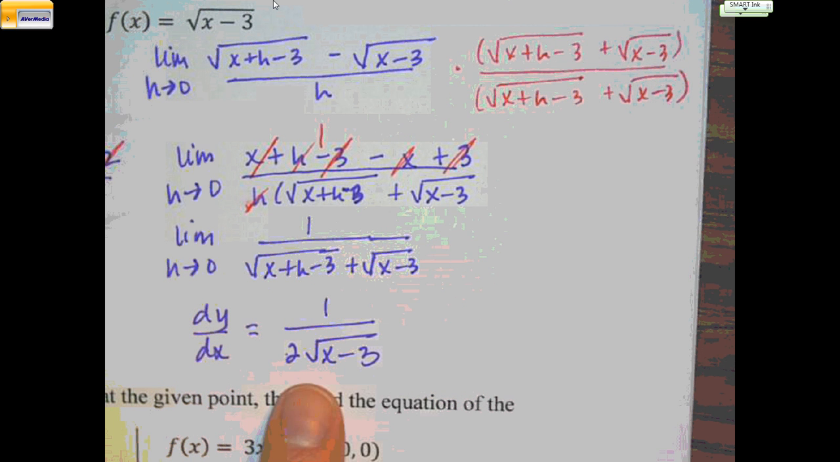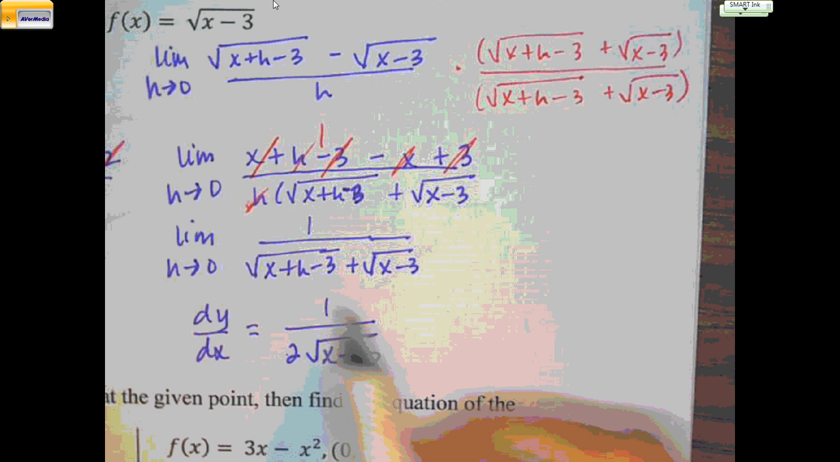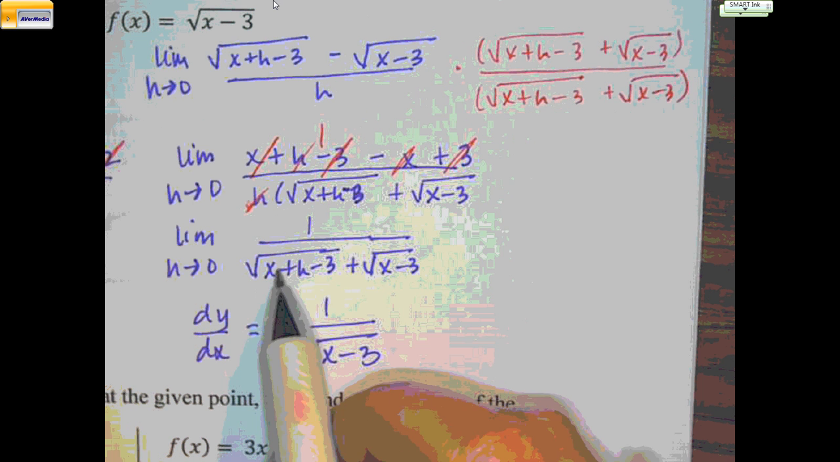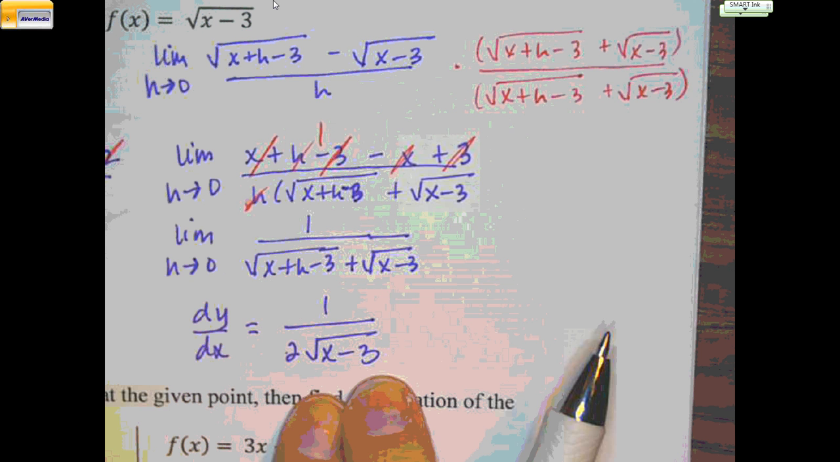And I'm fine if you just leave it like this. If you want to rationalize it, you can, but we're just looking for a function, and then later on today, you're just going to end up plugging something into x anyhow, so I wouldn't mess with rationalizing unless you just really want to. So I've got 1 over, this is really x minus 3, because that h is gone. This is x minus 3. I've got 2 of them.